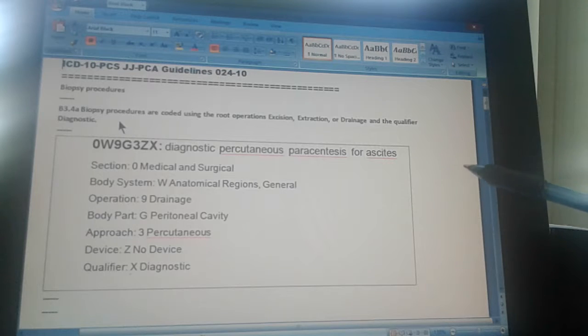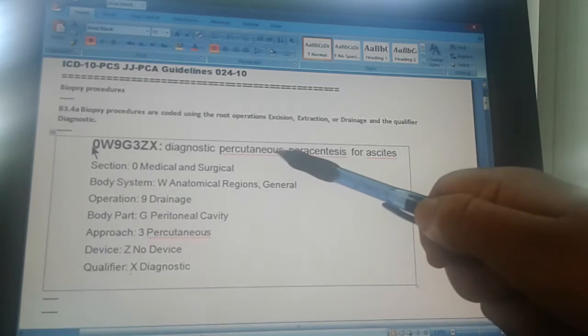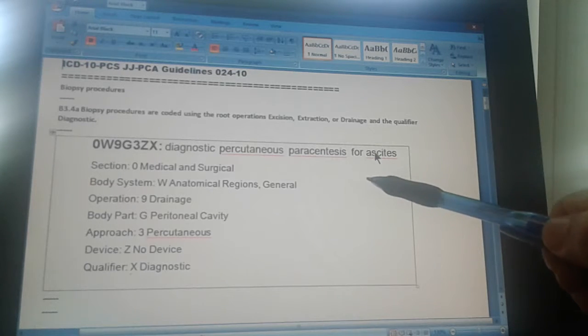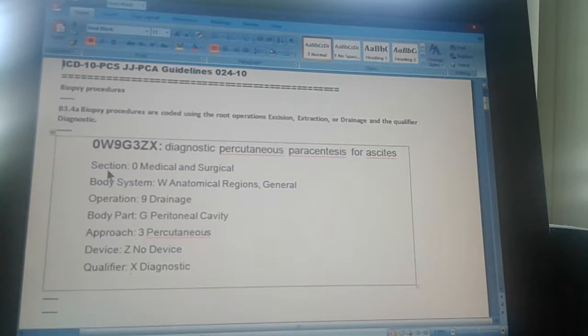But after that, in the seventh character, you need a qualifier. That's one of the uses for the seventh character. In this case, the seventh character is a qualifier, and you're going to see that it's X. X means it was diagnostic, okay? We have an example there: diagnostic percutaneous paracentesis for ascites. That's the biopsy procedure. And the code is?